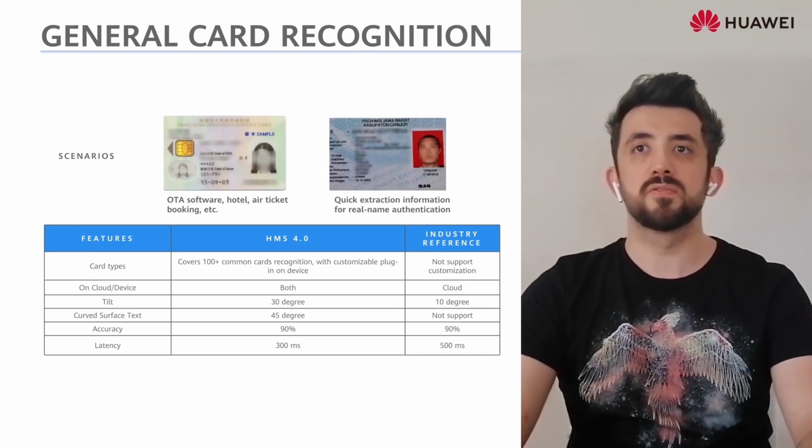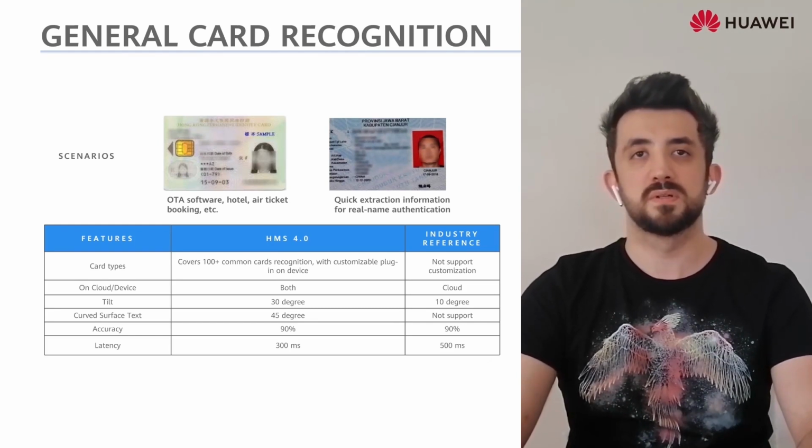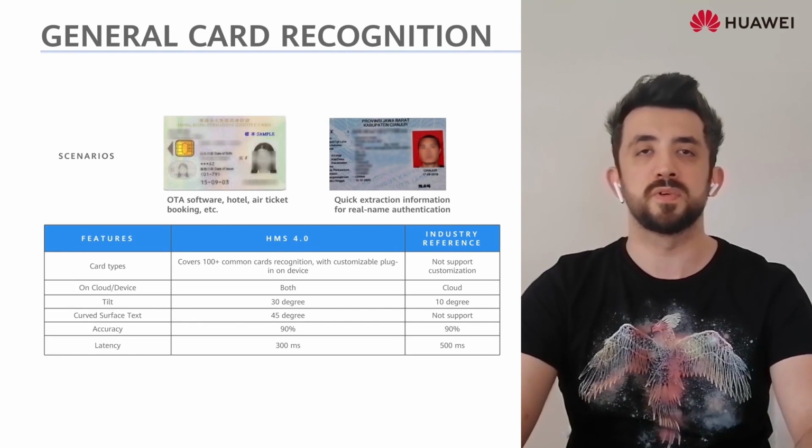General card recognition service is another category of text recognition. The corresponding user scenarios are Hong Kong and Macau passes, ID cards, and even membership cards. It recognizes over 100 card types. Now let's have a look at our general card and membership card video demo.